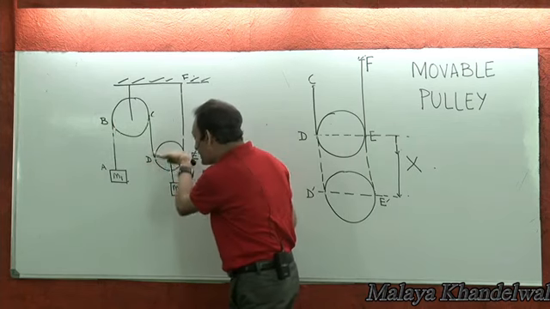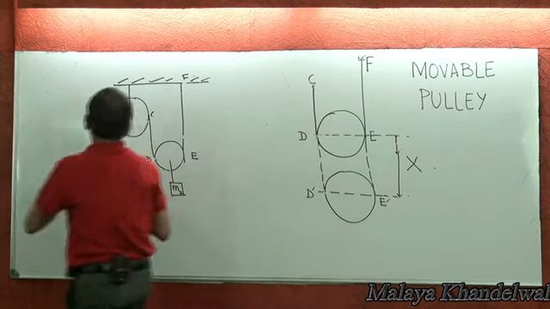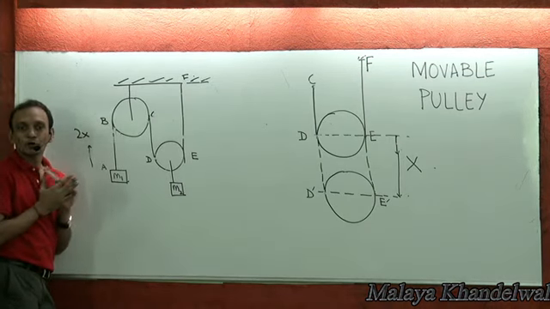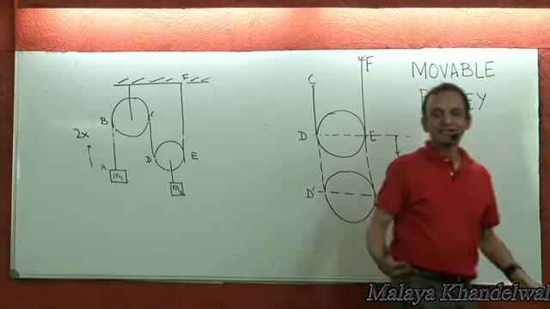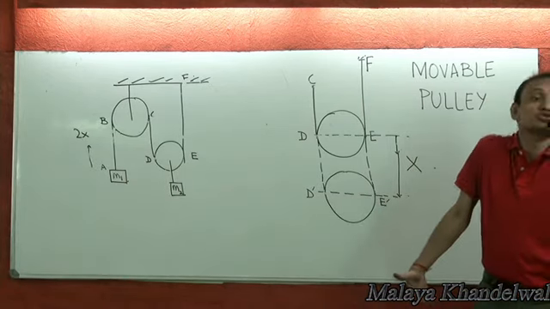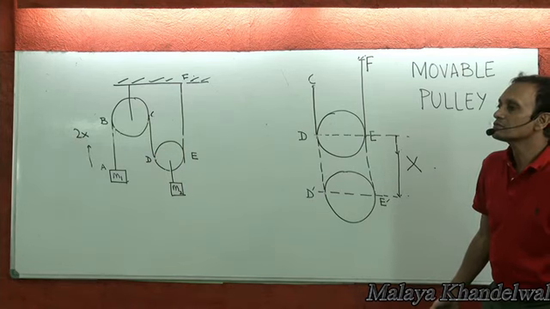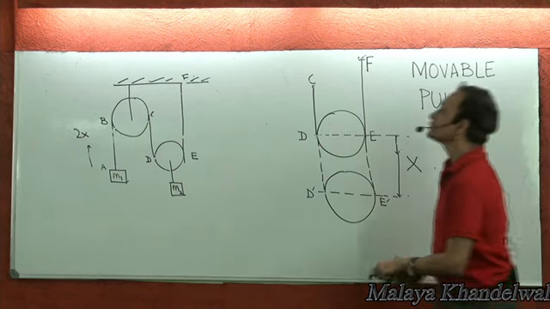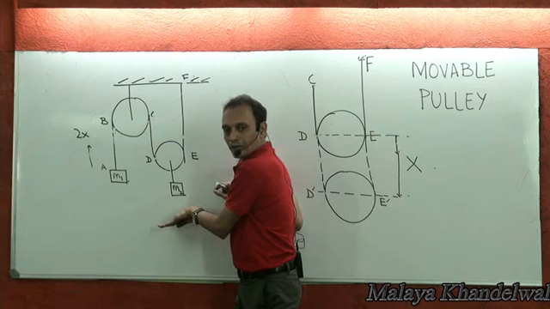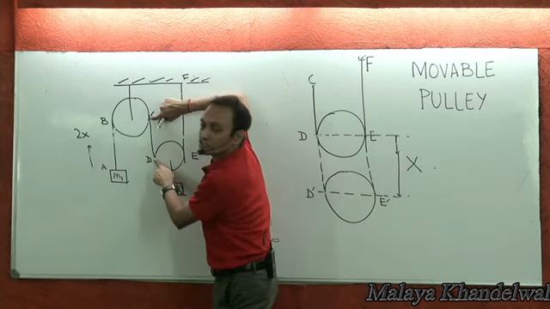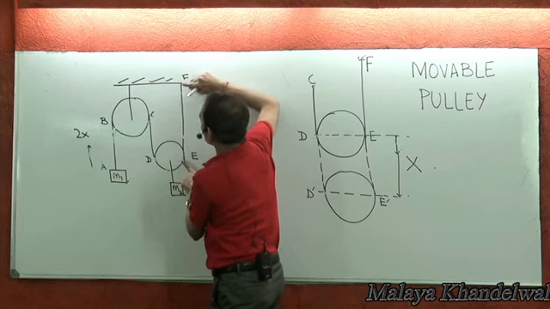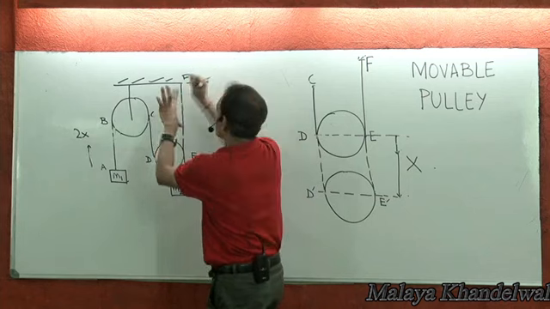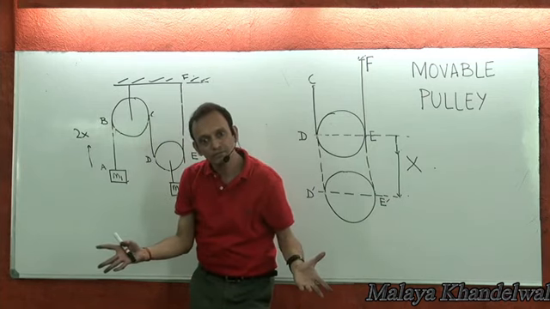That means if the pulley has moved down by x units, mass m1 must have moved up by an amount 2x units to compensate for the change in lengths, to maintain the same total length of the string. Yes or no? I'm saying if the pulley moves down by an amount x units, this portion of the string increases by x units. This portion of the string also increases by x units. That means this length and this length together will increase by 2x units.